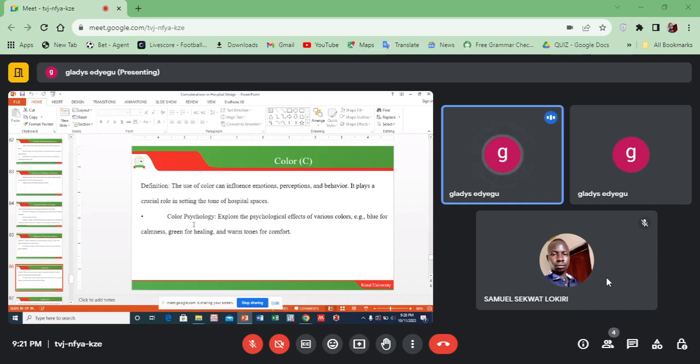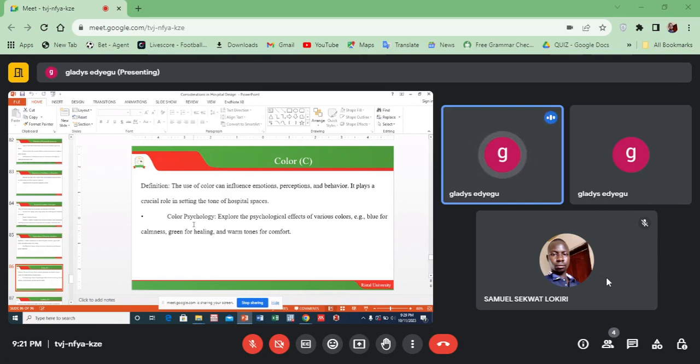So in aesthetics, we mentioned the different elements, and one of the elements was color. So I want us to talk about color. The use of color can influence the emotions of our patients, their perceptions, and their behavior. Some people look at different colors, and those different colors have different meanings. When someone sees a yellow color, she has a meaning because of looking at that color. When someone sees pink, they also have a meaning out of it. When someone sees blue, they also have a meaning out of it.